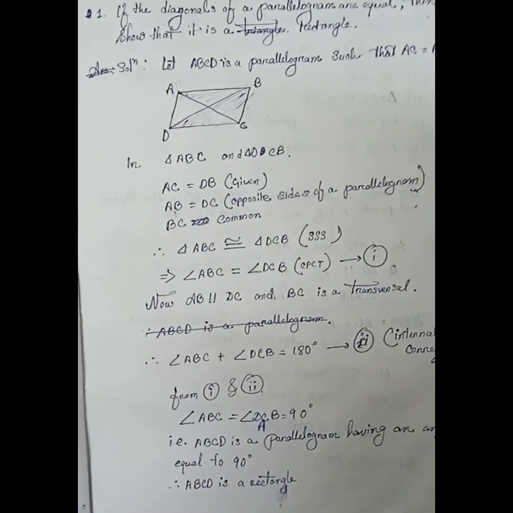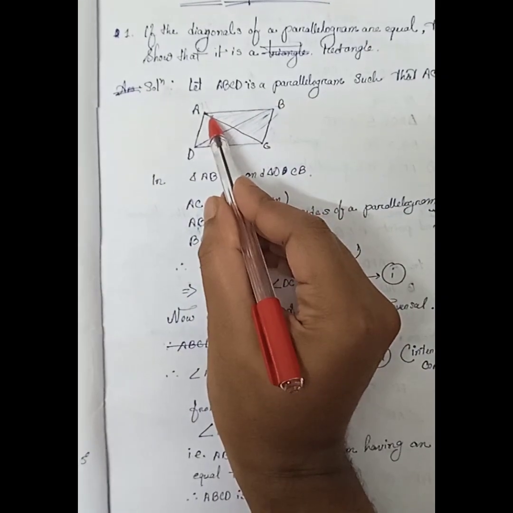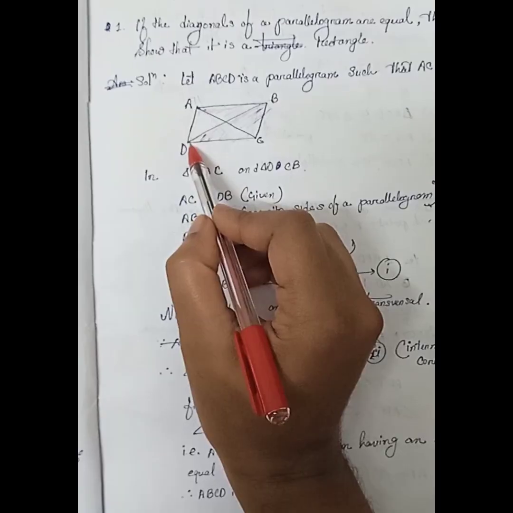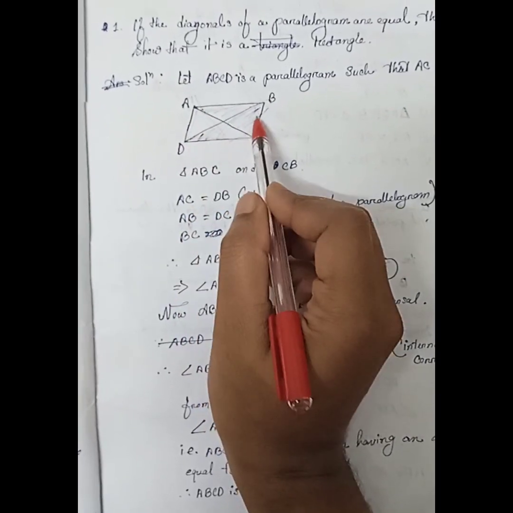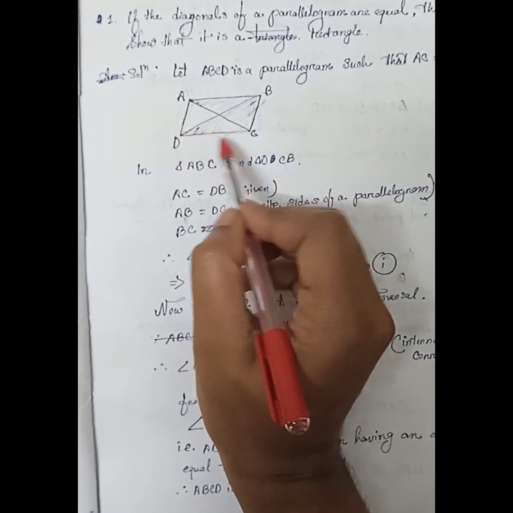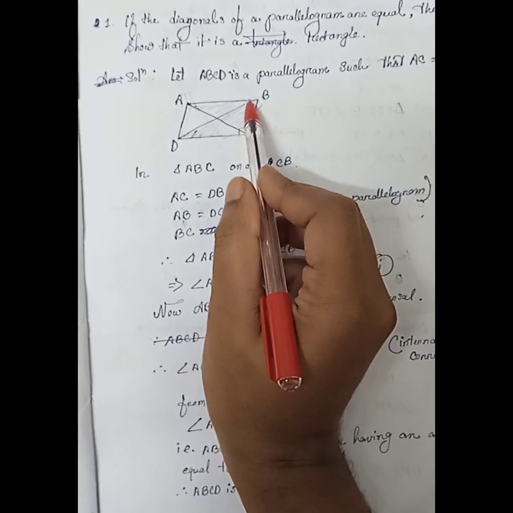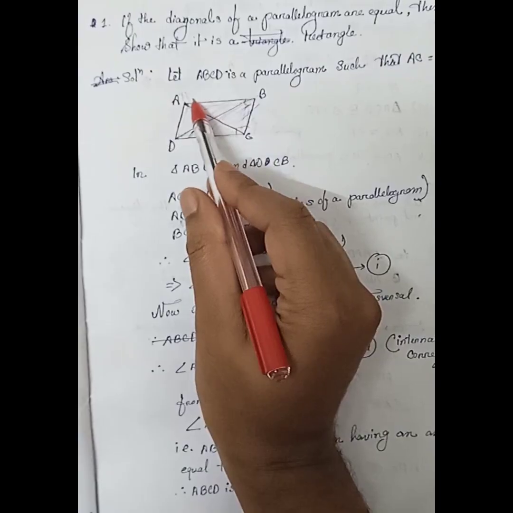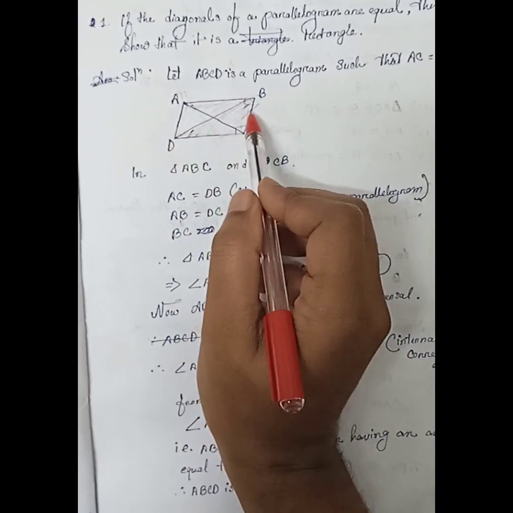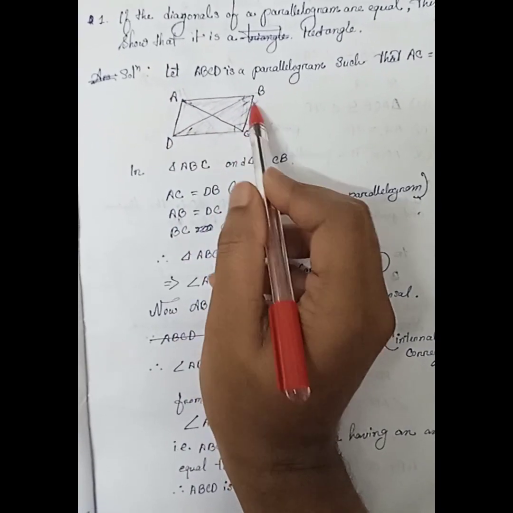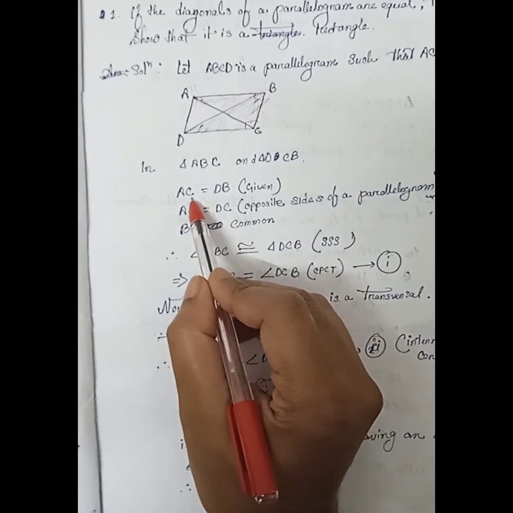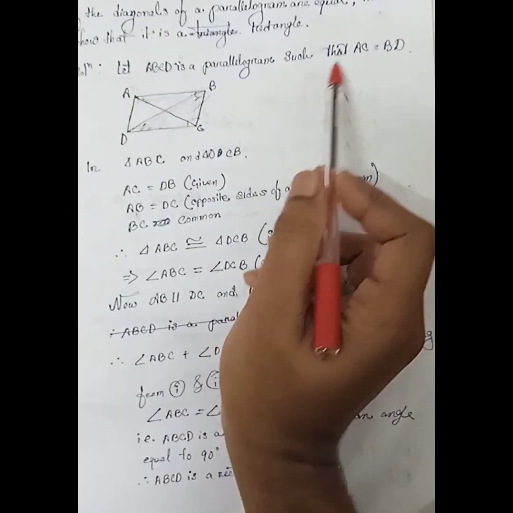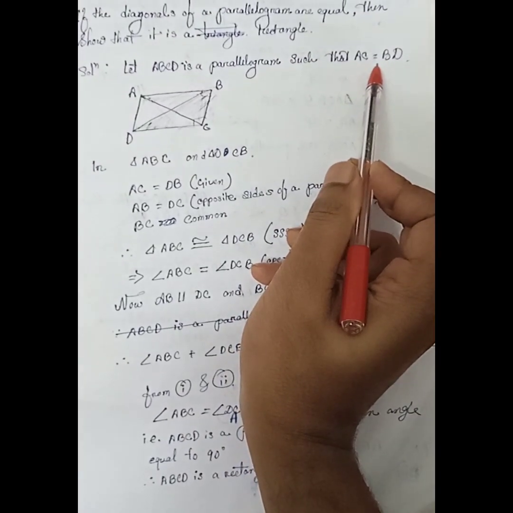To make it a rectangle, the opposite sides must be equal and the angles must be 90 degrees. So we took two triangles here, ABC and DCB. In these two triangles, AC and BD, which are the diagonals, are equal. It is already given in the question.